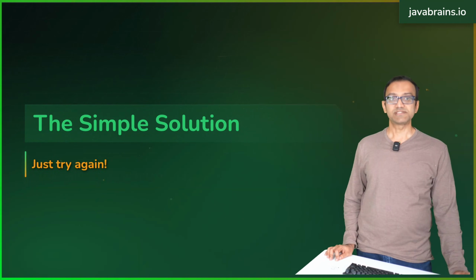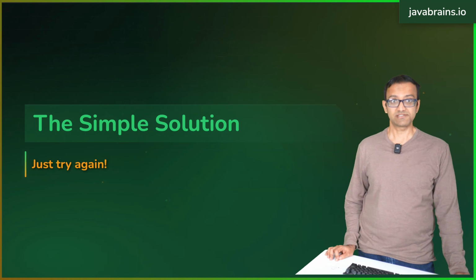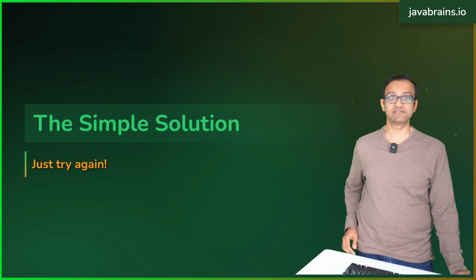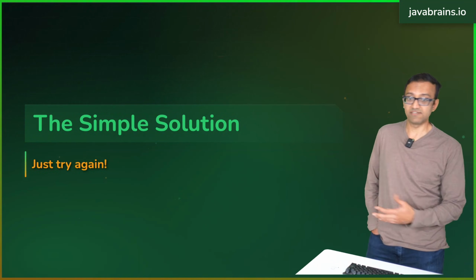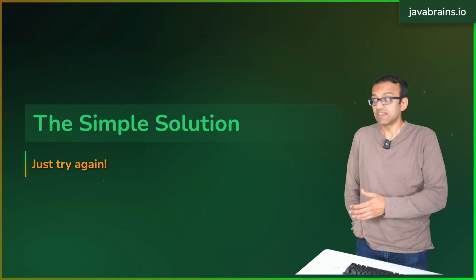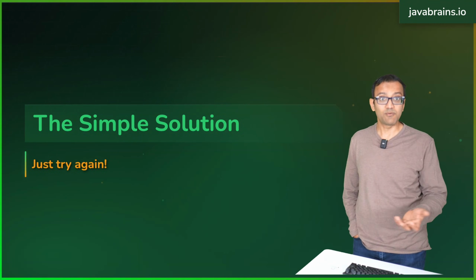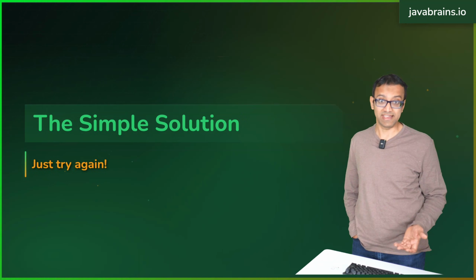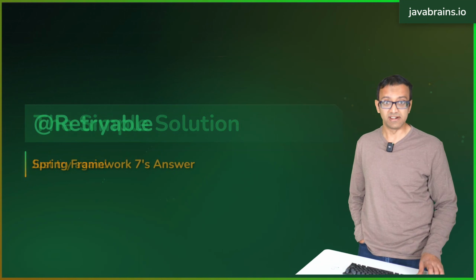So a simple solution for solving this problem is to just try again. Just try again. And you put this in a loop, which is what I talked about. Put it in a loop to have a certain number of retries and try again. Because if a human saw this error, what would they do? They would click the refresh button again. So basically, we want to automate that behavior.